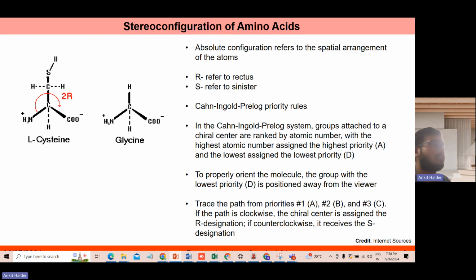Okay. So what the priority rules do is that the different groups attached to the chiral center are marked as A, B, C, D on the basis of highest priority, which has the highest atomic number, down to the lowest one with the lowest priority. Then the molecule is properly oriented, with the lowest priority group taken away, and the path is traced. If the path is clockwise, then it is R, and if not, then S.